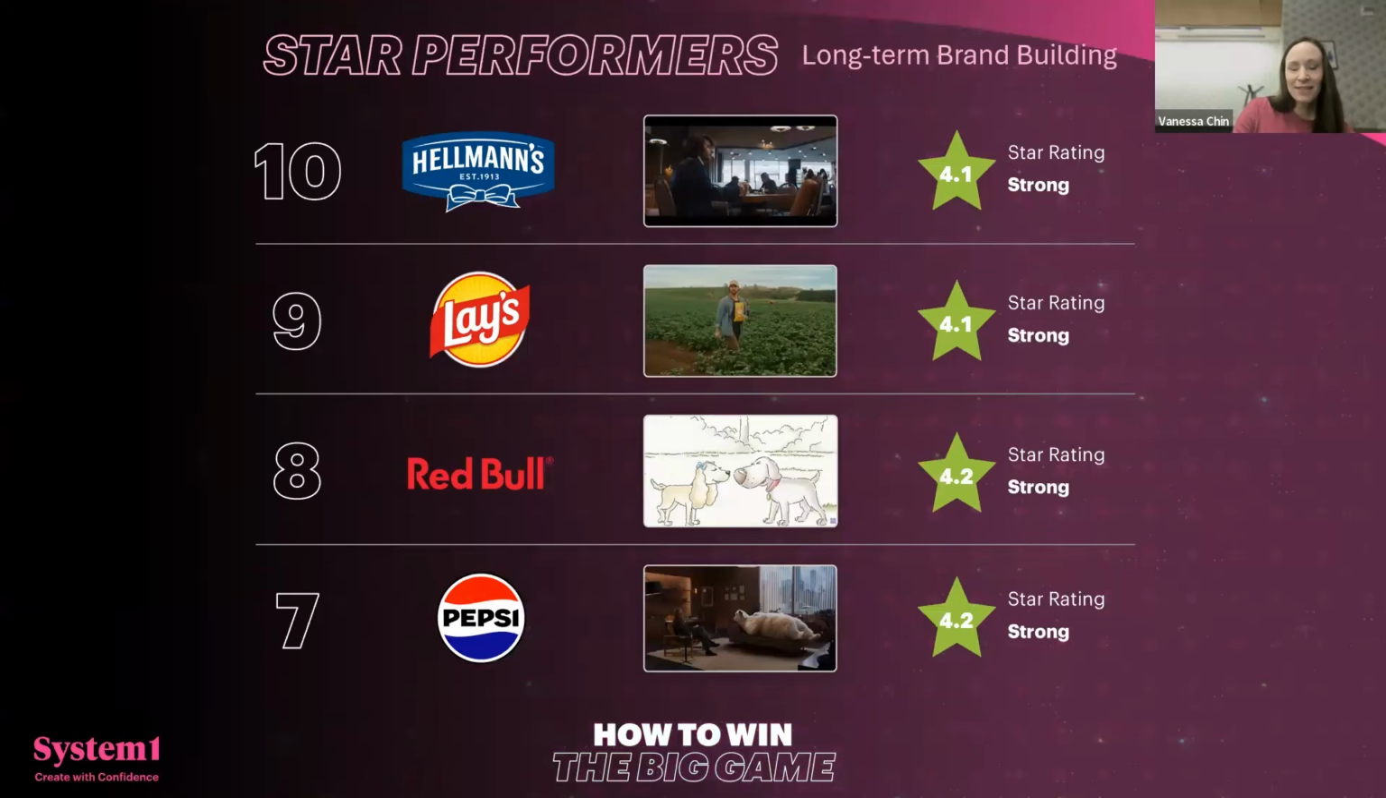All right, so starting at our 10th slot, it is Hellman's and VML with Meal Diamond. Hellman's leveraged humor, a consistent strategy for the brand. Humor is one of the most effective types of happiness for long-standing business effects. You just need to be brave enough to use it.